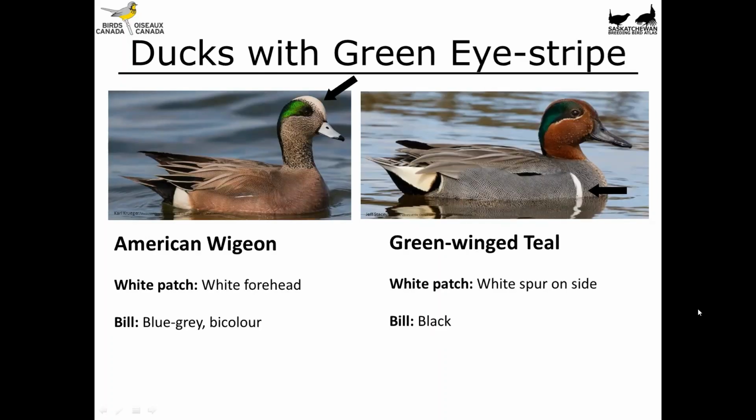The next summary slide is ducks with a green eye stripe. So remember that the American Wigeon has this white patch on its forehead, and it also has this blue-gray bicolored bill, whereas the green-winged teal has a white patch, or this spur, on its side, and its bill is black.